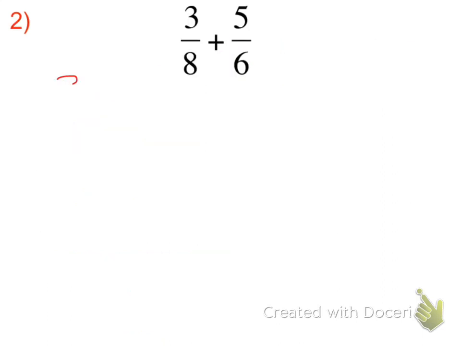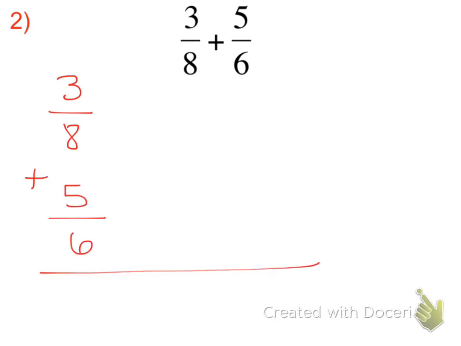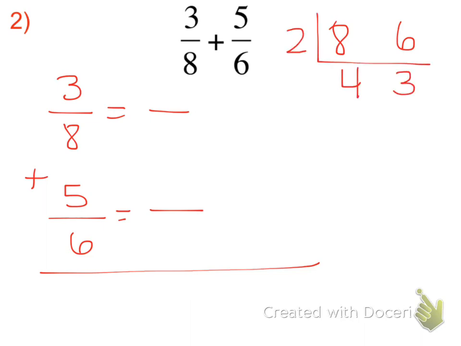Let's try this one. Again, first thing you want to do is just write them vertically. Common denominator. If you can do it in your head, go ahead. If you can't, come over here and make a factor tower. So my LCM would be 24. 2 times 1 times 4 times 3.